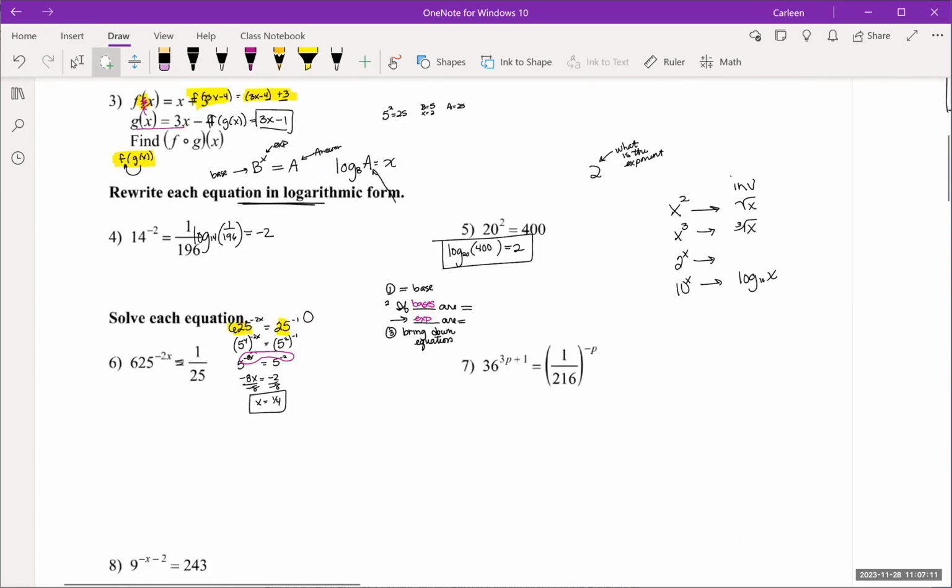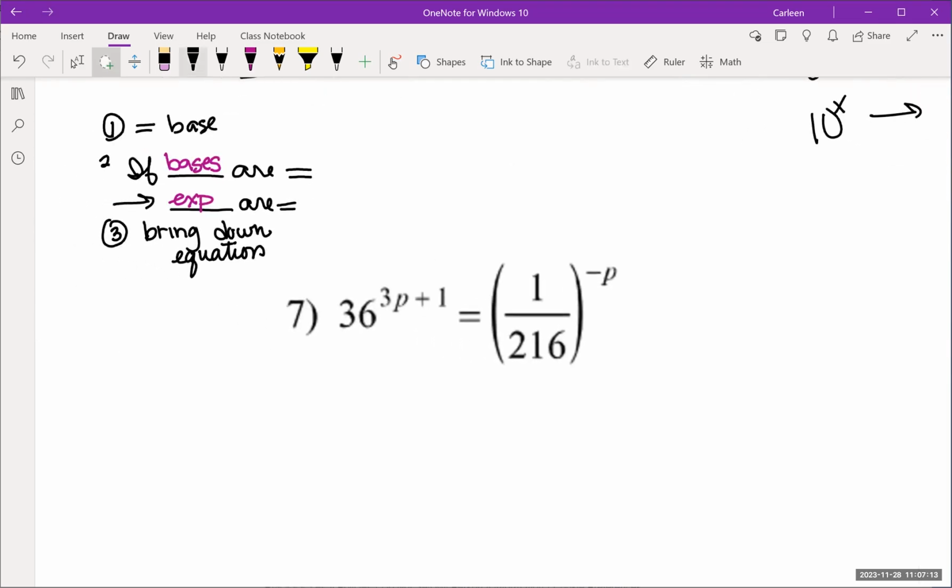Okay, so I'm gonna go a little faster. 36 and 216. I check the chart of powers and I see that 216 and 36 are powers of, anyone have a guess? Ding, ding, ding, 6. So I would have 6 squared.